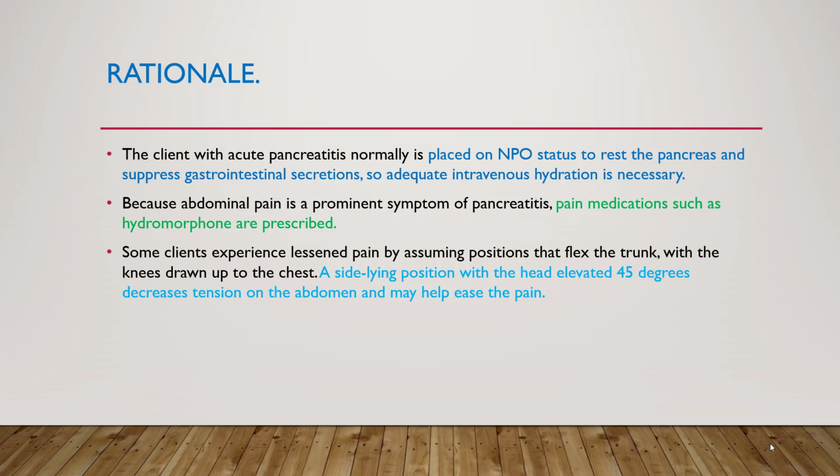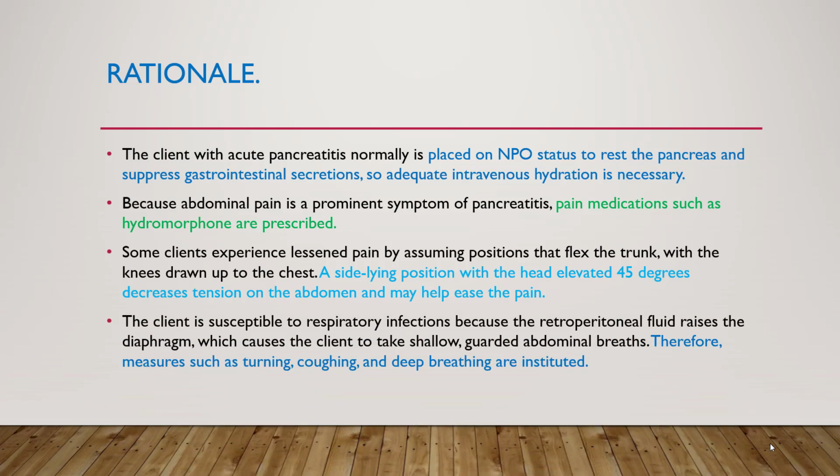Some clients experience lessened pain by assuming positions that flex the trunk with the knees drawn up to the chest. A side-lying position with the head elevated 45 degrees decreases tension on the abdomen and may help ease the pain. The client is susceptible to respiratory infections because the retroperitoneal fluid raises the diaphragm, which causes the client to take shallow, guarded abdominal breaths. Therefore, measures such as turning, coughing, and deep breathing are instituted.